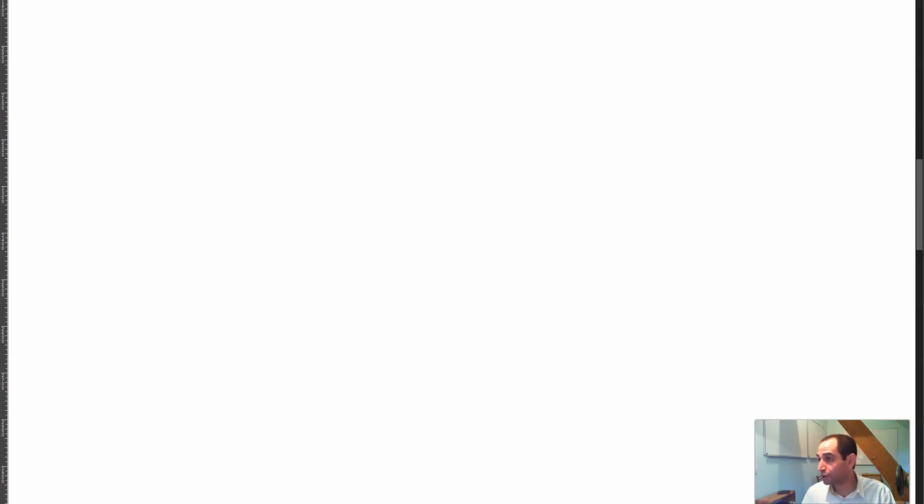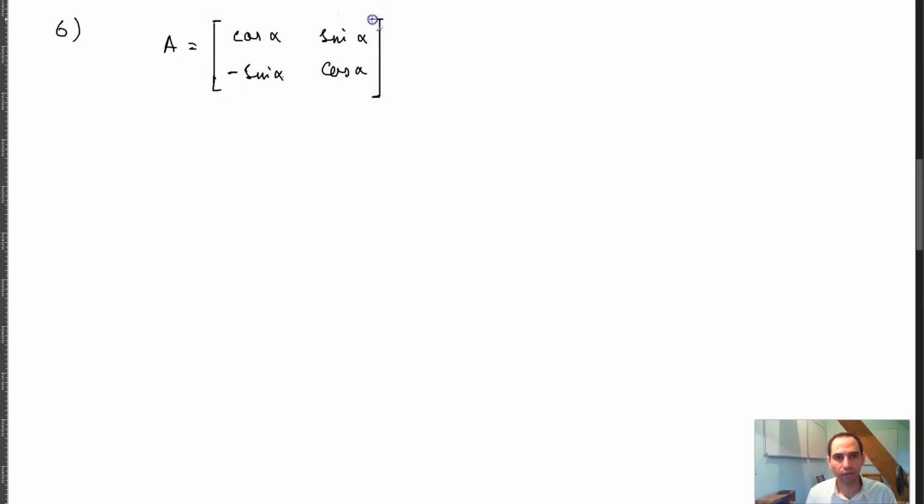Now question number 6 is, if A is equal to this matrix, cos alpha, sin alpha, negative sin alpha, and cos alpha, then you want to verify that A prime times A is equal to I. Now A prime is equal to basically cos alpha, negative sin alpha, sin alpha, cos alpha.